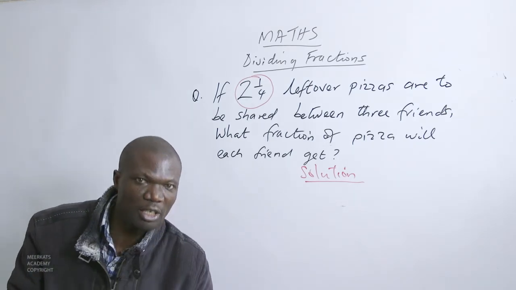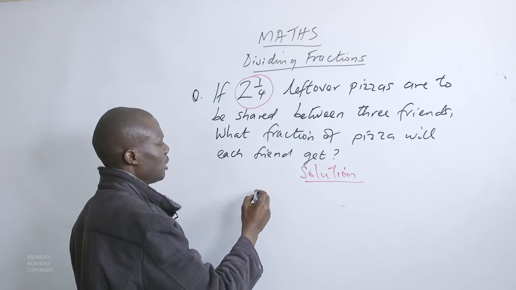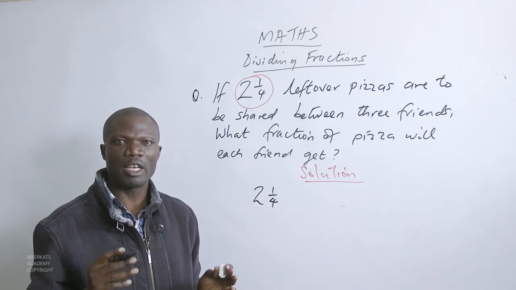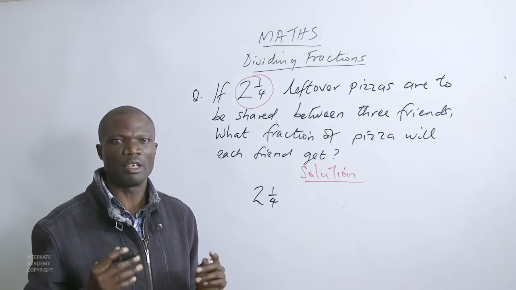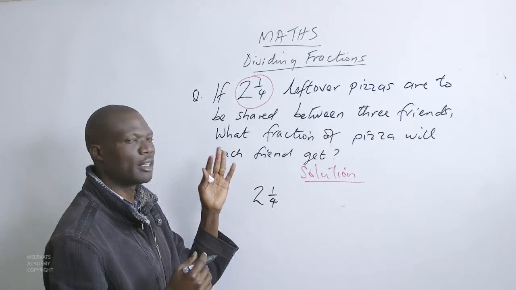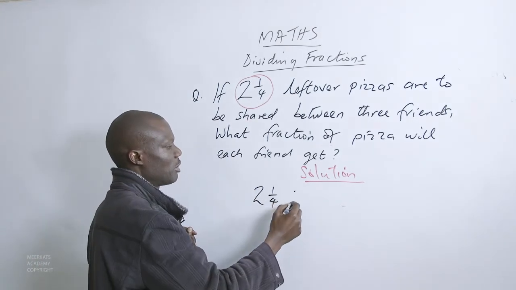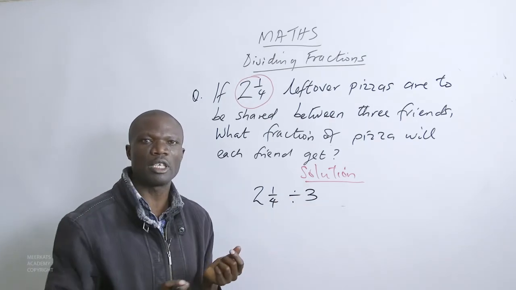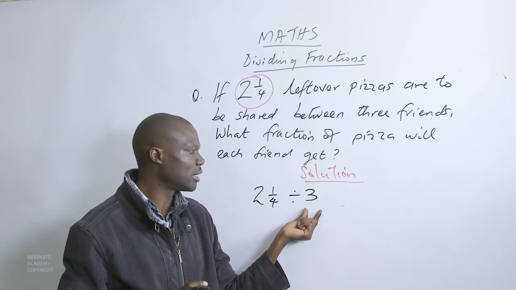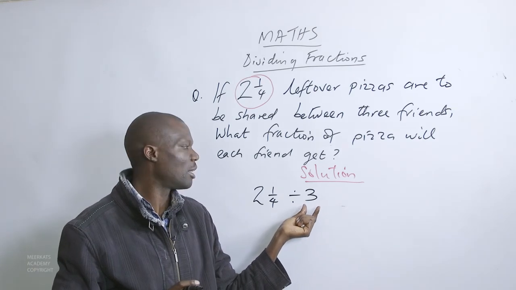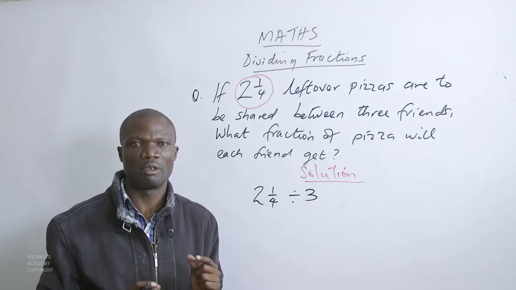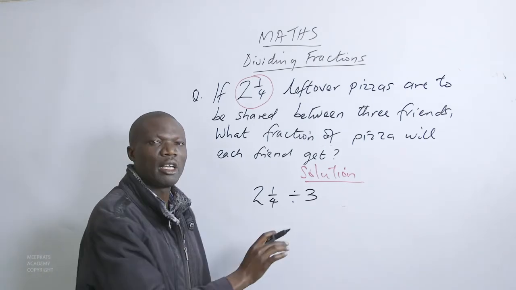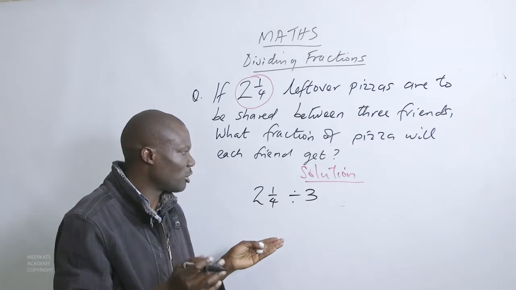And the total pizzas that we have is 2 and 1/4. And the total number of friends that we have is 3. So we want to divide this by 3. So this is the quantity of pizzas left over, and this is the number of friends that are supposed to share this pizza. So you'll notice this takes us back to the fraction that we know.